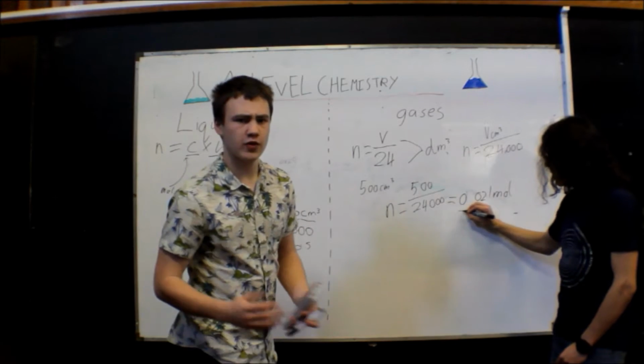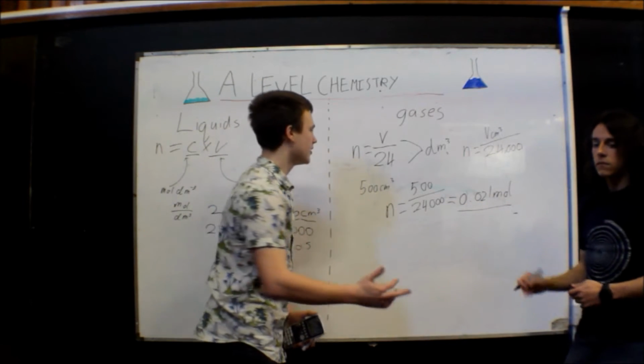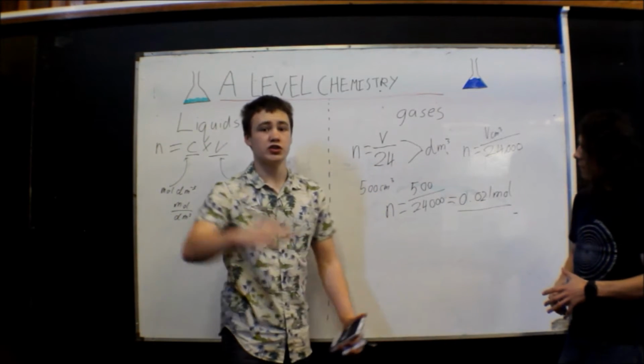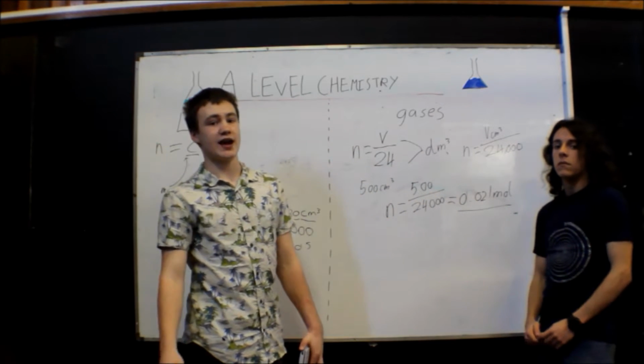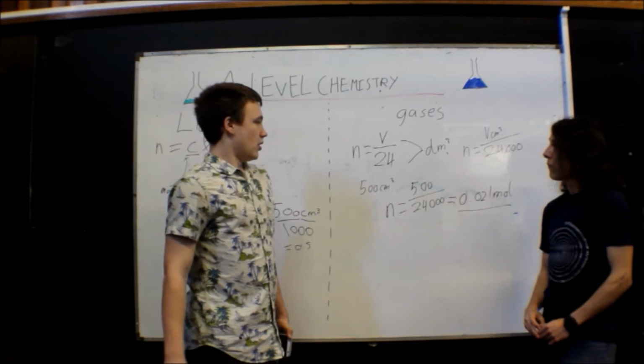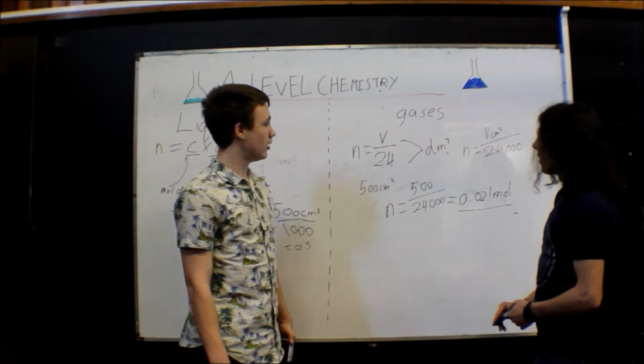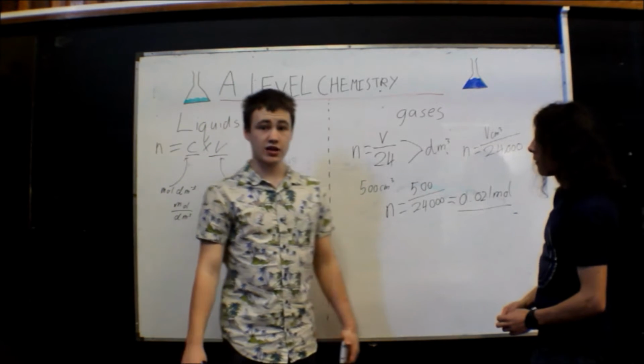So we have 500 divided by 24,000, and that equals 0.021 moles. So that implies that in a question where there's a reaction and this much volume of hydrogen is given off, there's that many moles of hydrogen in that reaction. And that pretty much sums up this half of the equations.